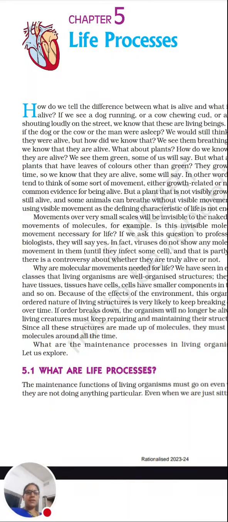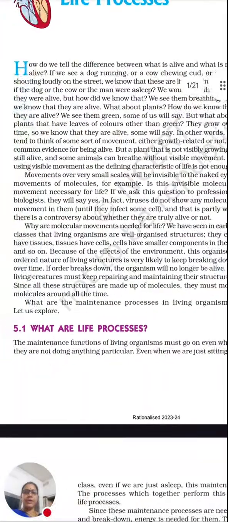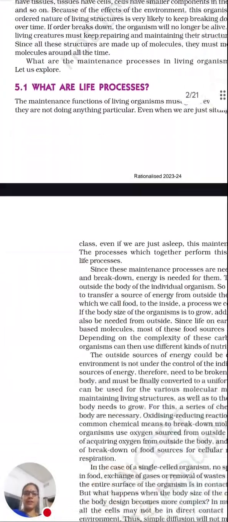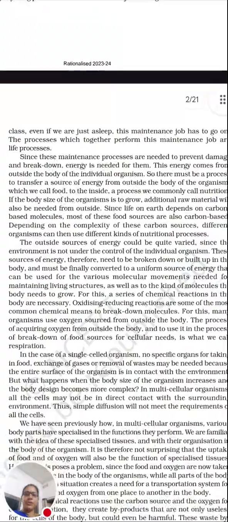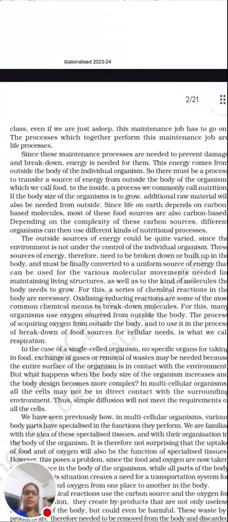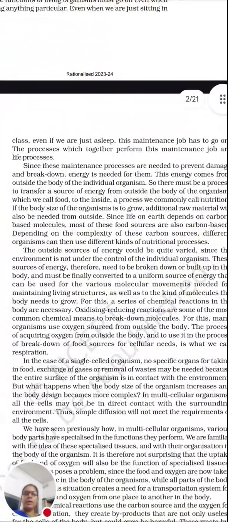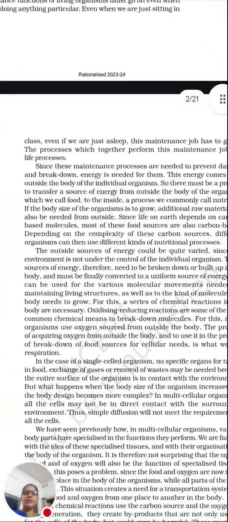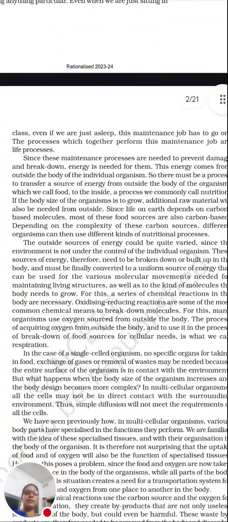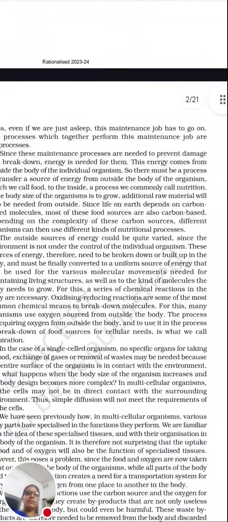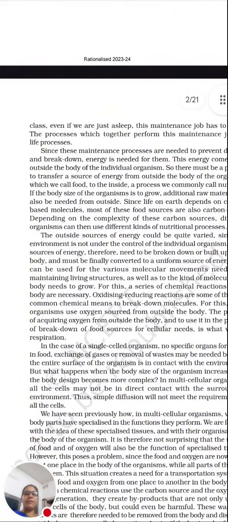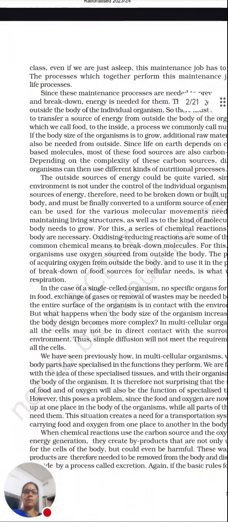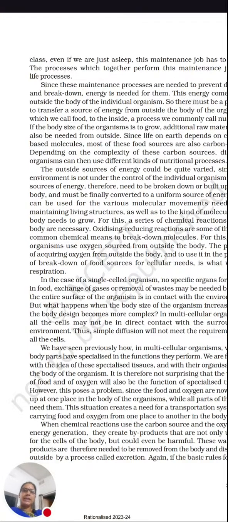So in this lesson, out of this first page, nothing is so important to revise. So you can skip the first page. From the second page, there are a few definitions, like how we are getting energy. In the first paragraph, why is this life process important? The processes which together perform maintenance jobs are called life processes. So what are maintenance jobs? To maintain life, we need circulation, respiration.